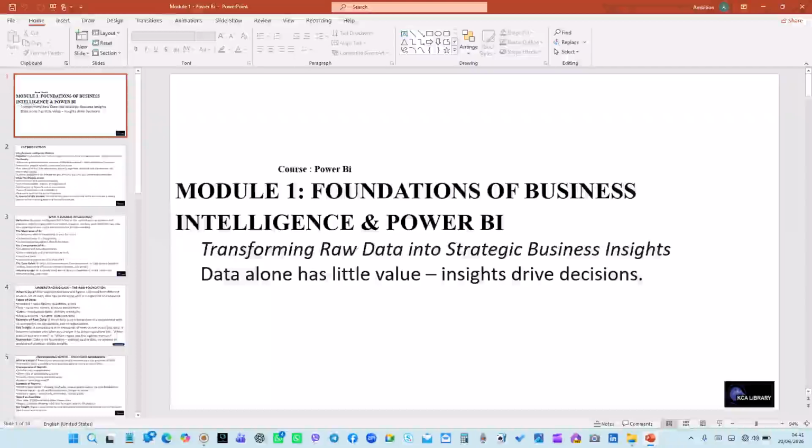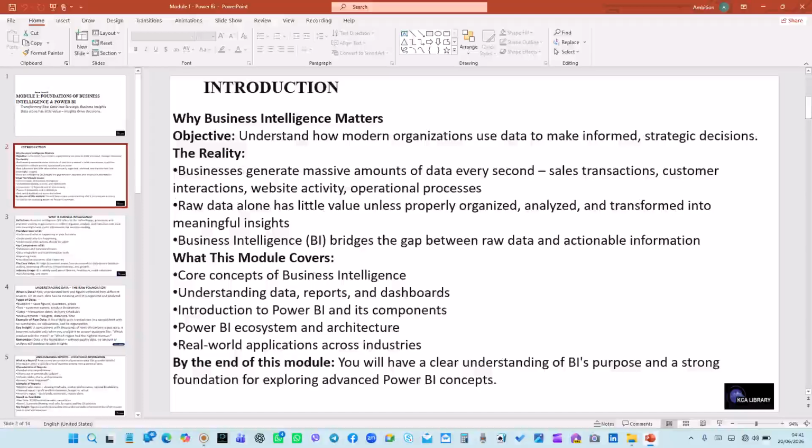Hello and welcome to Module 1 of Power BI. In this module, we shall begin with the foundation of business intelligence and Power BI. By way of introduction, why business intelligence matters. The objective here is to understand how modern organizations use data to make informed and strategic decisions.